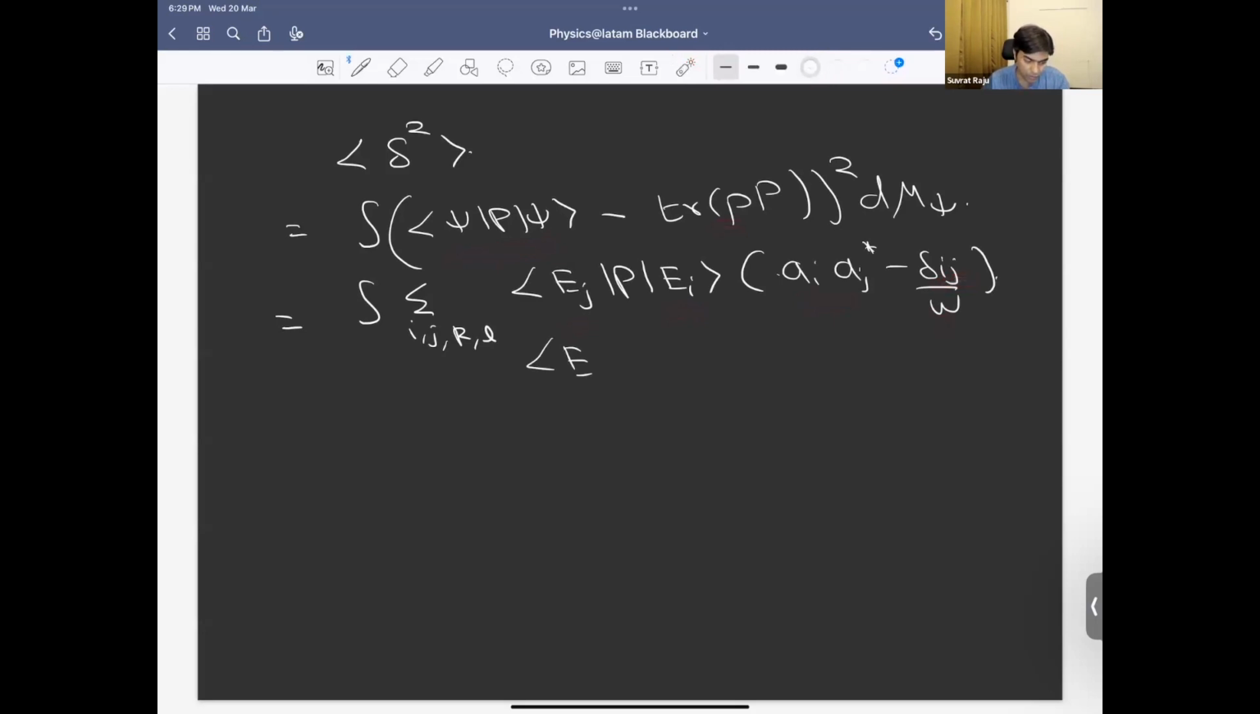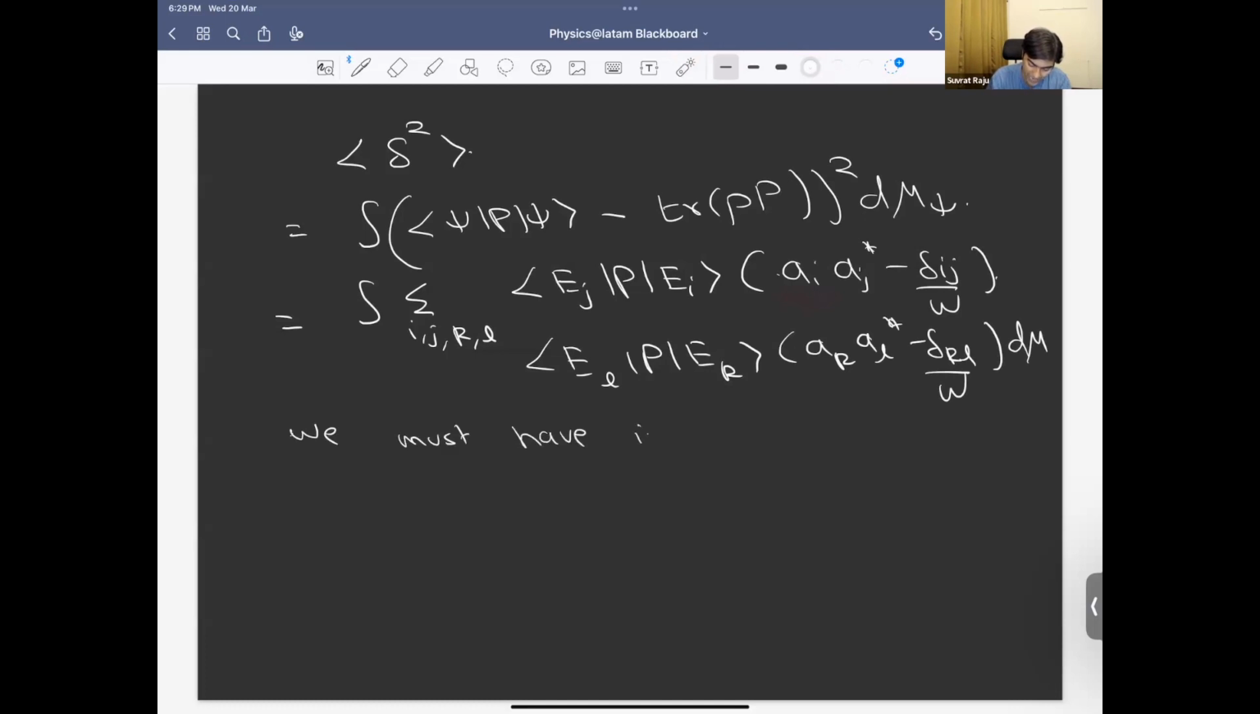Okay, and then there's one more term of this kind which looks like E_l, P, E_k, A_k, A_l star minus delta_kl by W. Okay, and now you want to integrate this over d mu, and you need to sum over all of these. Now notice that the integral forces I equal to j or k equal to l. That's kind of obvious. You can persuade yourself that this integral is going to be 0 unless I is equal to j and k is equal to l.